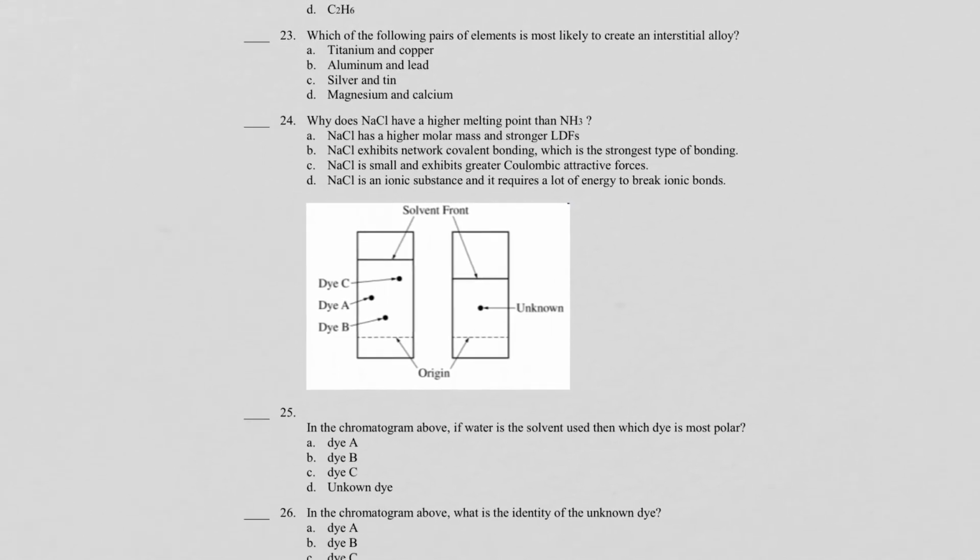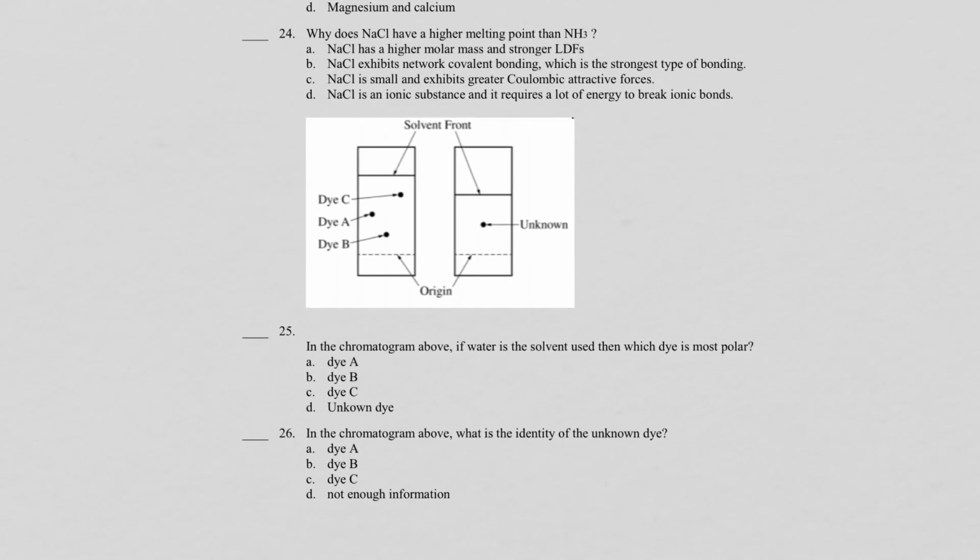25, we have a picture of a developed chromatogram. We can see it's really two different chromatograms. One where the solvent moved up and separated 3 dyes, A, B, and C, and then the other one has an unknown. So in 25, it says, if water is the solvent, then which dye is most polar? The water moved up to that line that's designated as the solvent front. So whichever dye is closest to that front means it was the most polar and traveled the farthest with the water. So 25 would be C.